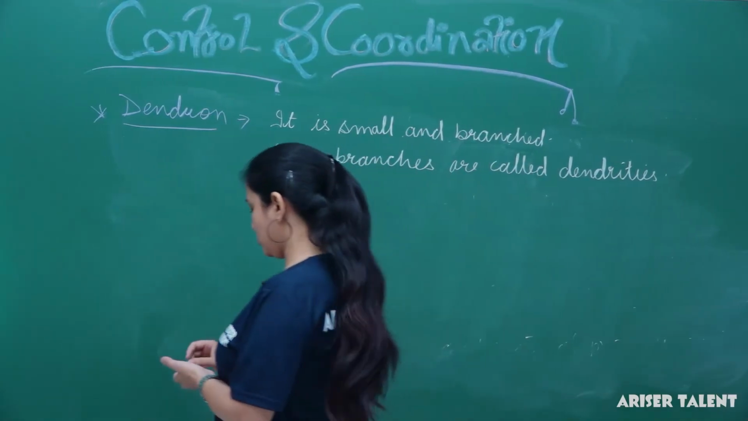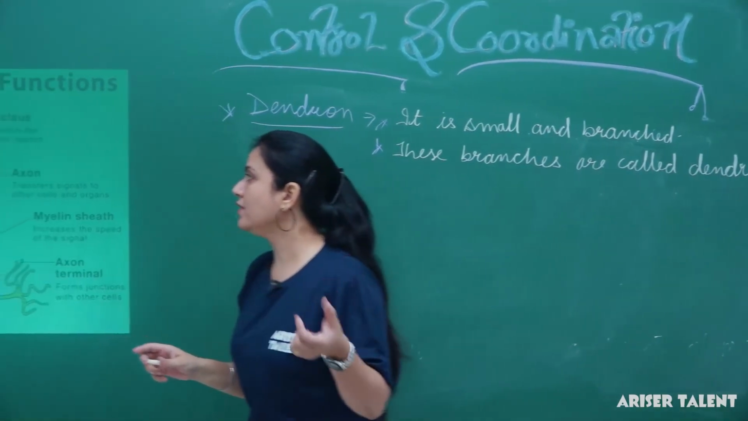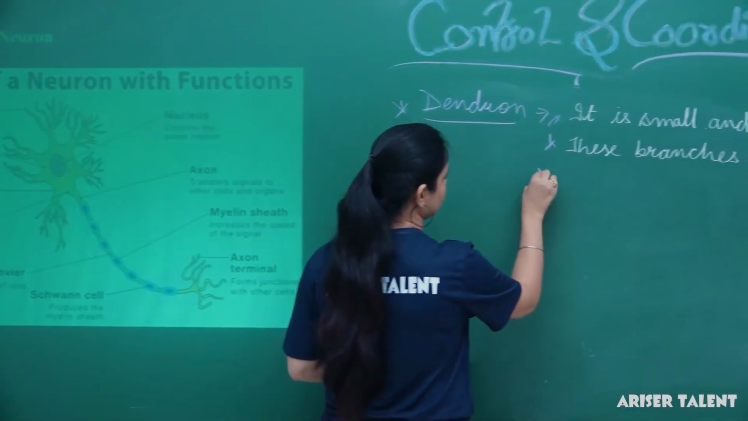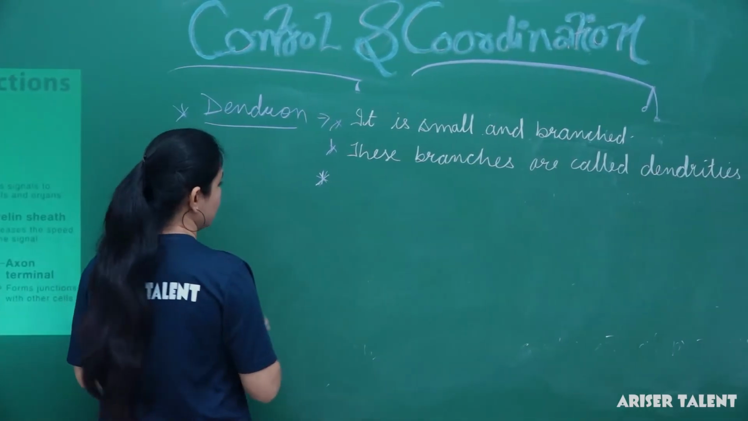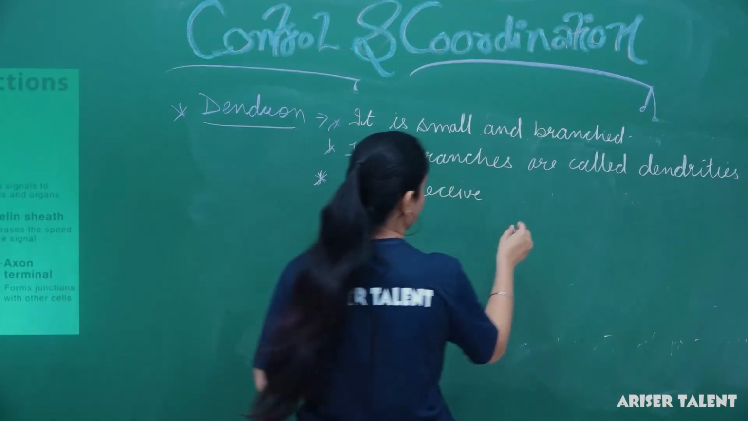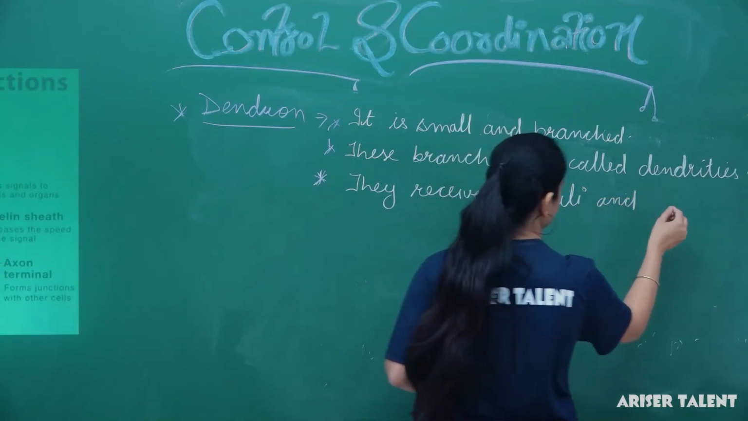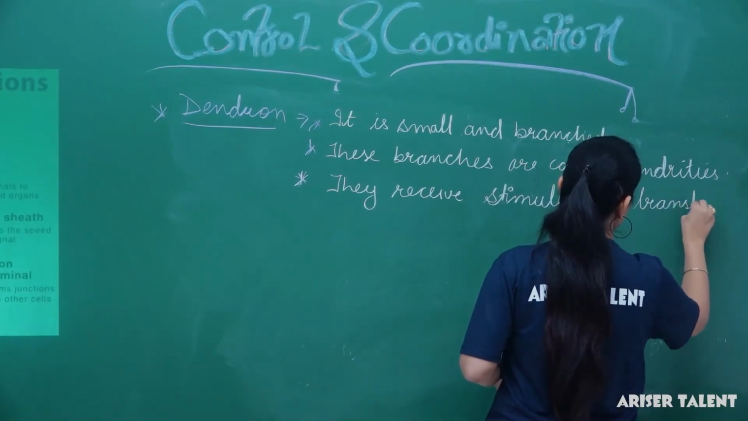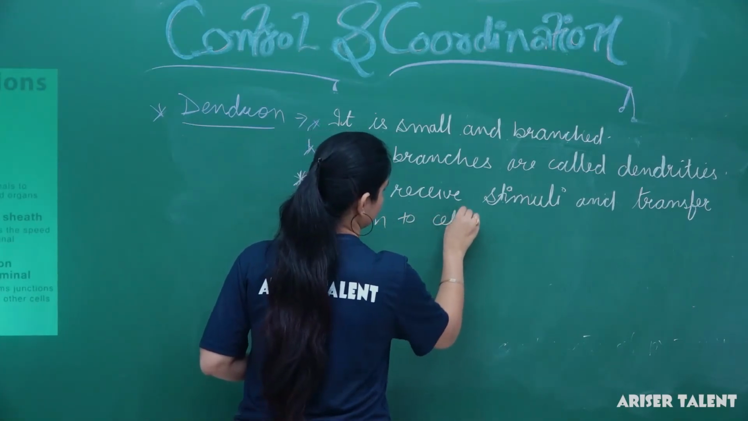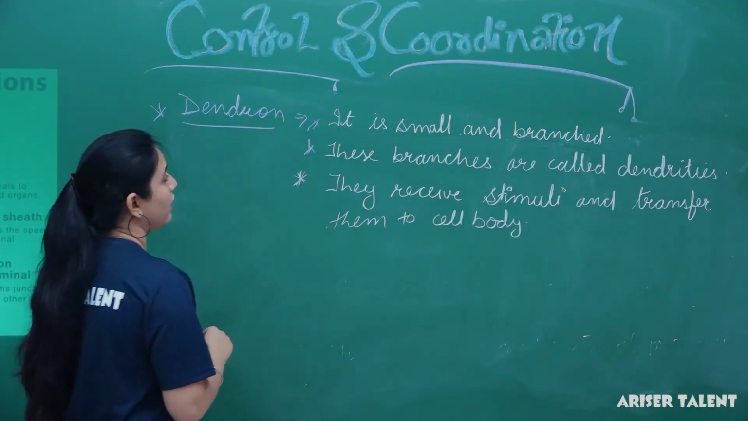Okay. As I told you, the function of these dendrites is what? They receive the signals and then they transfer them to the cell body. Okay. Function is they receive stimulation or stimuli and transfer them to the cell body. Fine. So this is all about the dendron.